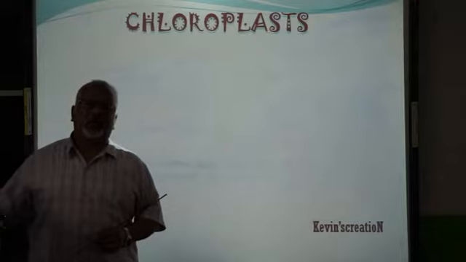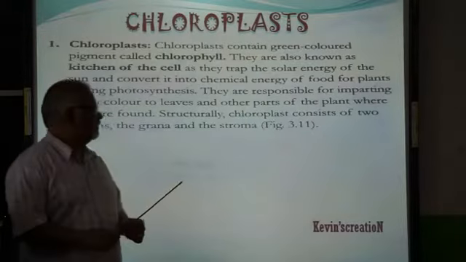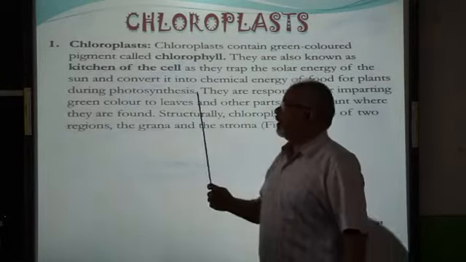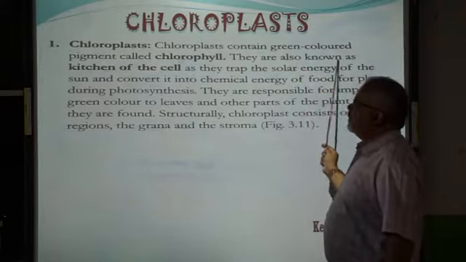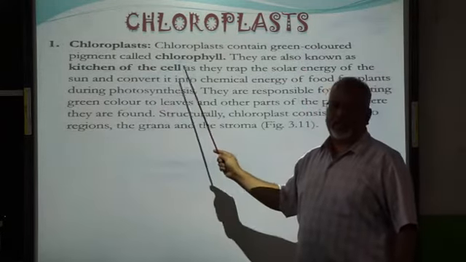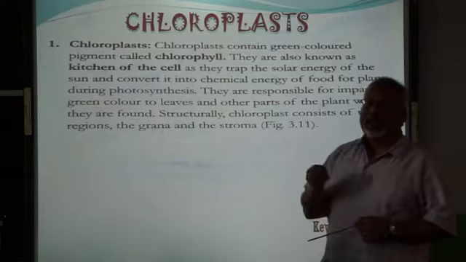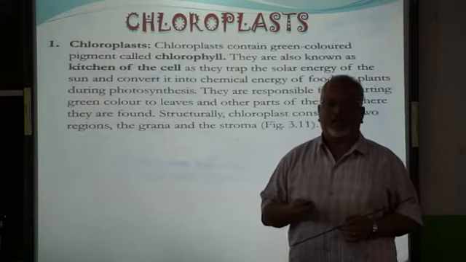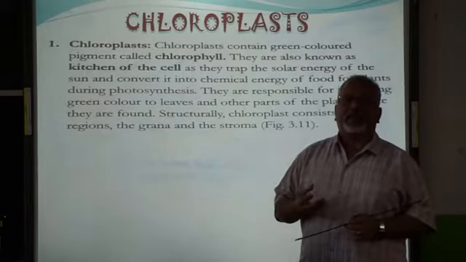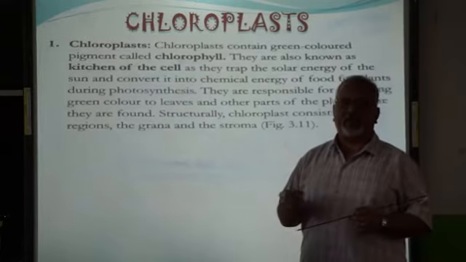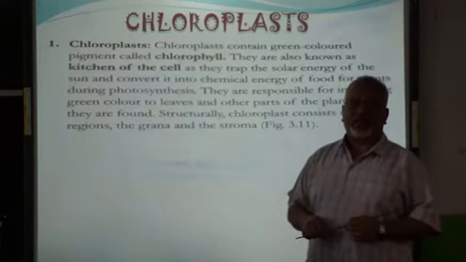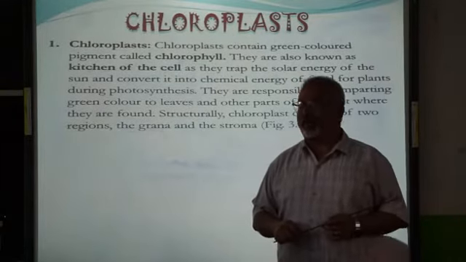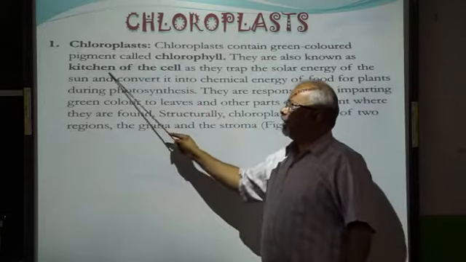First is chloroplasts. Chloroplasts contain a green color pigment, and that is called chlorophyll. They are also known as the kitchen of the cell. I have already told you many cell organelles are given a name so that you will understand them better. For example, nucleus is called the control center of the cell. Endoplasmic reticulum, pipelines of the cell. Cell membrane or plasma membrane, the boundary of the cell. Same way, chloroplast is also called the kitchen of the cell.